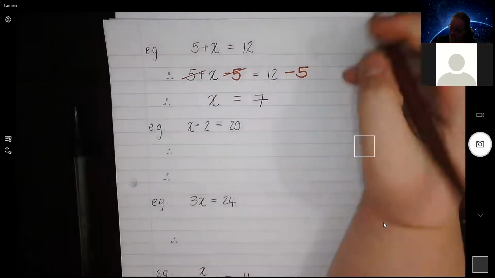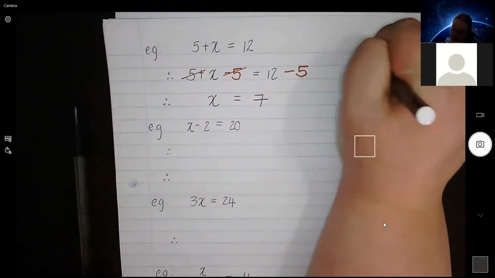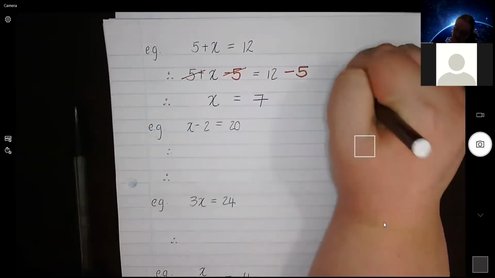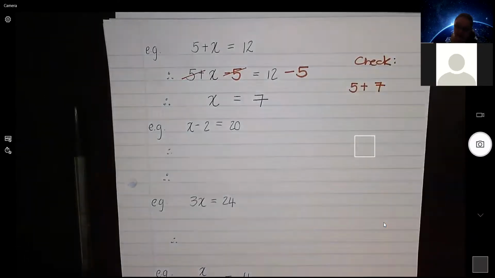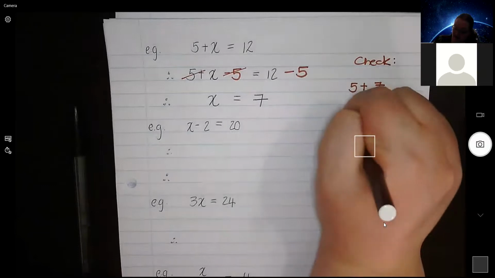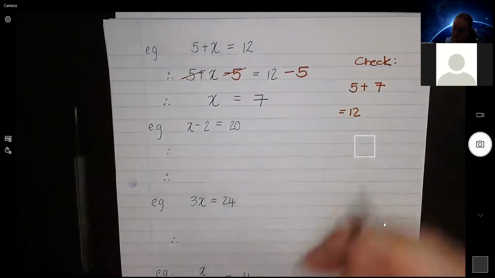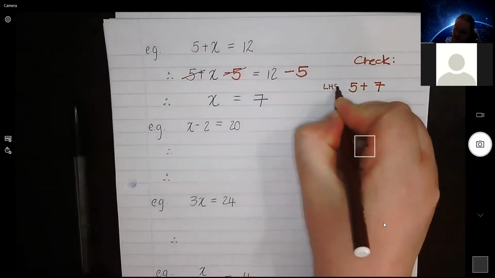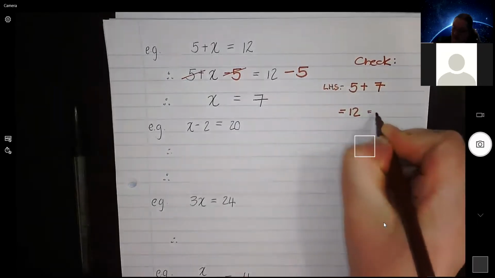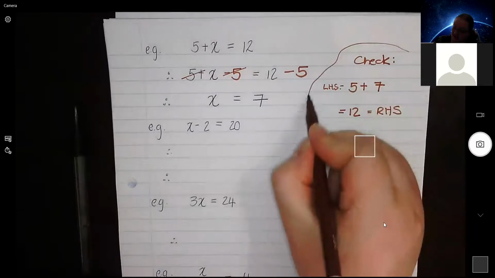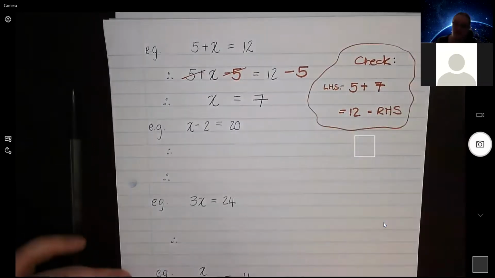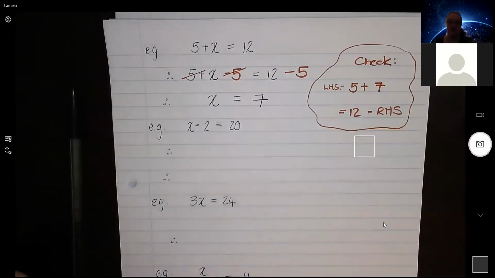And we can check this. We don't have to, but we can. If we say 5 plus, and in the place of x, 7, that does give us 12. Therefore, we have the right solution because this is now left-hand side equal to right-hand side. Okay. I hope that makes sense. If you have any questions, you're welcome to raise your hand, okay, or send them in the chat.